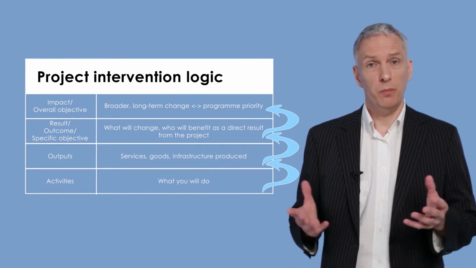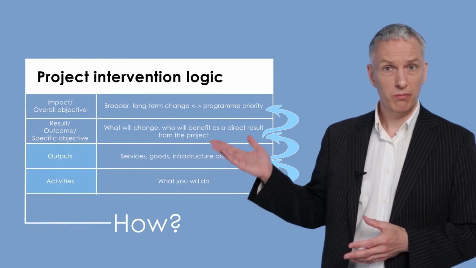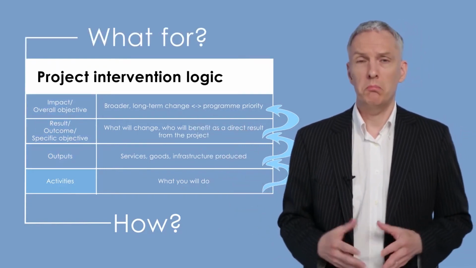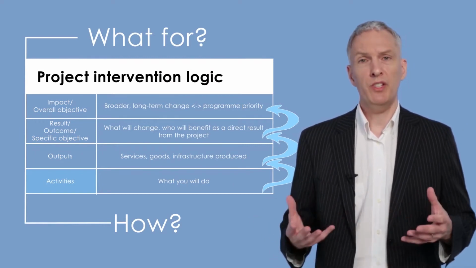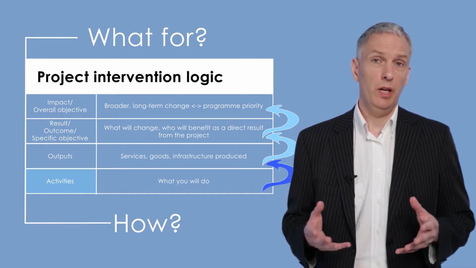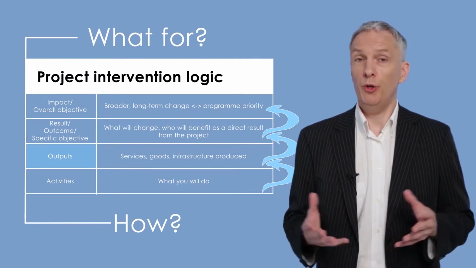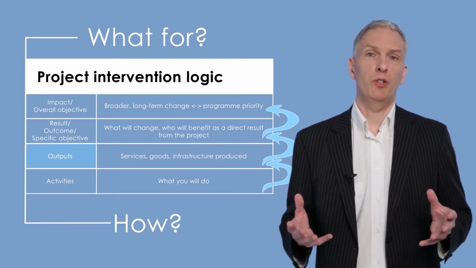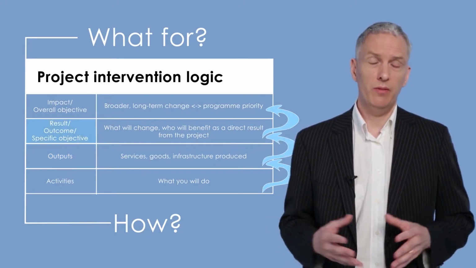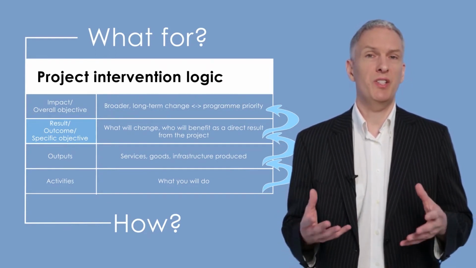As you can see, there should be logical links between your project's activities, outputs, results, and impacts. To do just for the sake of doing makes no sense. Your activities will have to produce or deliver something. But to produce infrastructure or deliver services or goods that are of no use to anybody is also absurd. Your outputs should lead to a positive change for someone, preferably even for many people. These are your project's target groups.